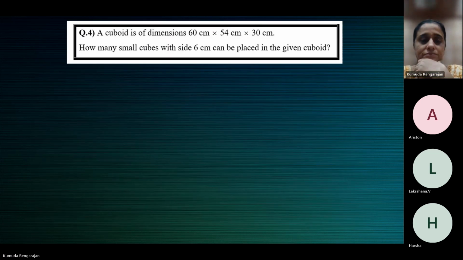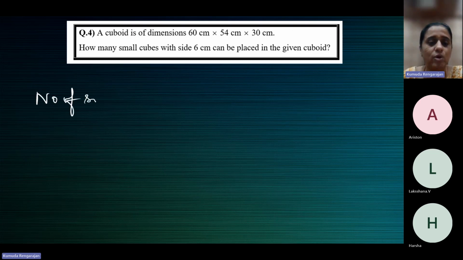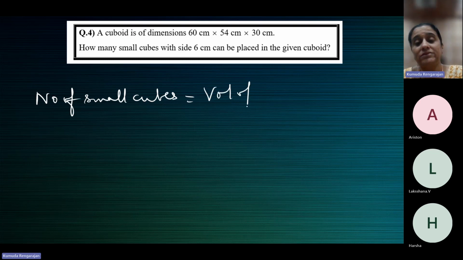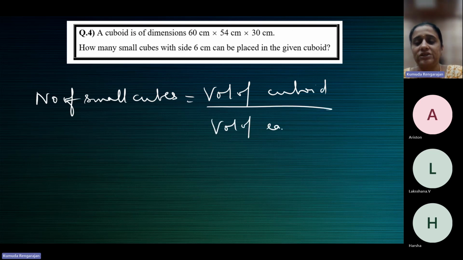Next one. A cuboid is of dimensions 60 centimeters by 54 centimeters by 30 centimeters. How many small cubes with side 6 centimeters can be placed in the given cuboid? Whenever we have to find a number, it is always volume by volume or area by area. So the number of small cubes that can be placed is equal to the volume of the cuboid divided by the volume of each small cube.